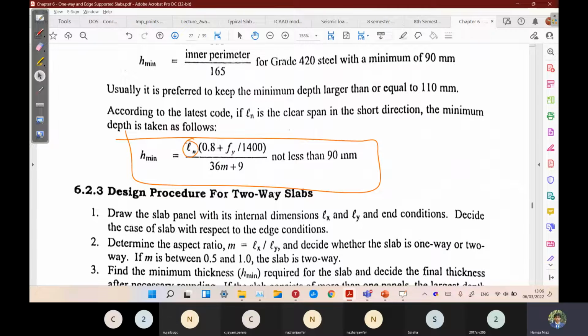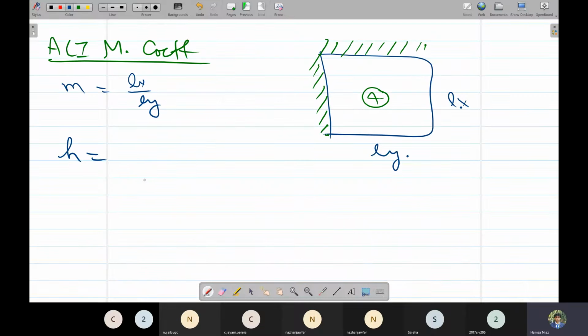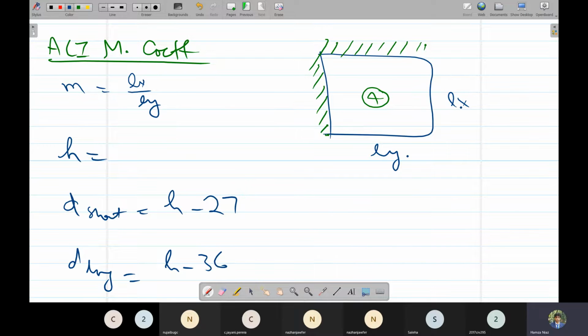So ln is always the clear span in the shorter direction, that means Lx. And m is the value we just calculated. So we can use this formula to find h, and we know that d in the short direction would be h minus 27, and d in the long direction would be h minus 36. Just to memorize this.